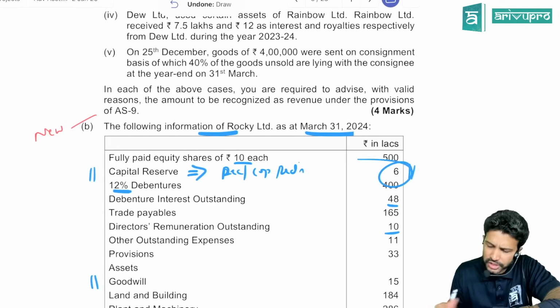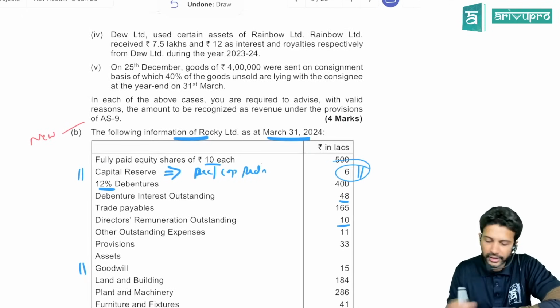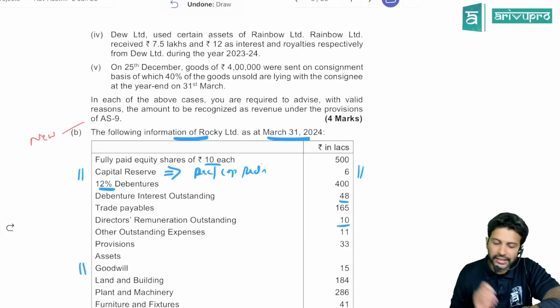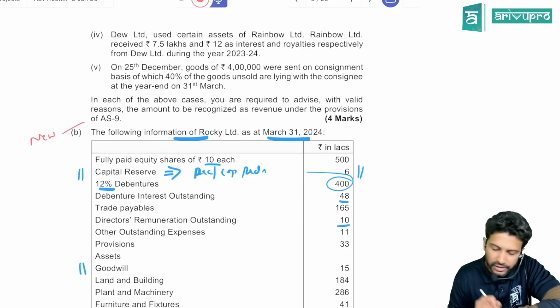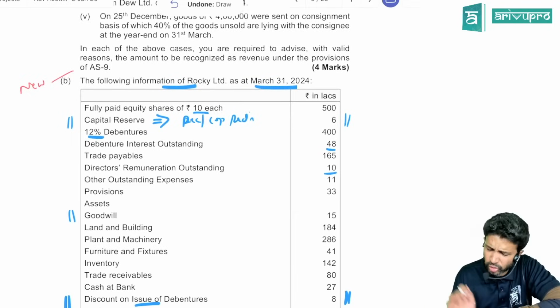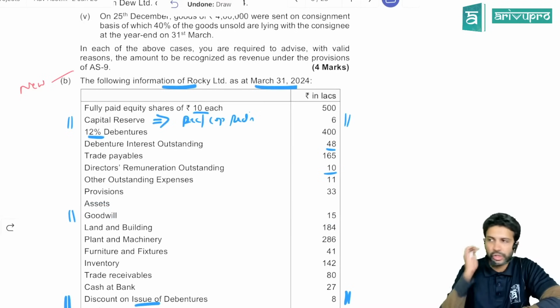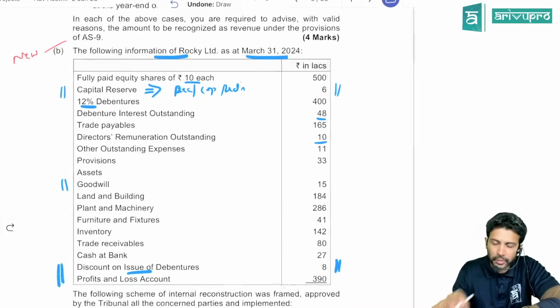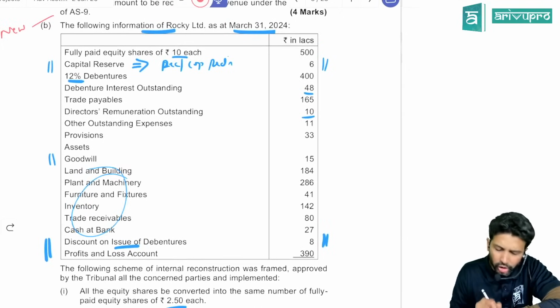We'll see. That's the reason I've put a small highlighter there to create that awareness. 12% debentures is 200. Debenture interest outstanding they've given. Trade payable, directors, this is okay, pretty much same. Goodwill is being given over here. There's some new approach they've utilized towards goodwill. That's what we'll be learning from this question. These are all your normal assets, that's okay.